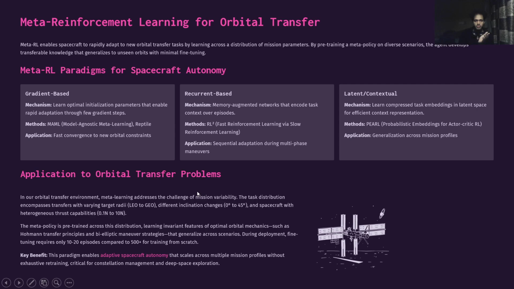An application to orbital transfer problems. In our orbital transfer environment, meta learning addresses the challenge of mission variability. The task distribution comprises transfers from low Earth orbit to geostationary Earth orbit, to different inclinations also, and heterogeneous thrust capabilities. There could be multiple tasks. In my particular case, I have defined one for general thrust and another for drag and perturbation. So we have these two models which come under the meta RL learning.